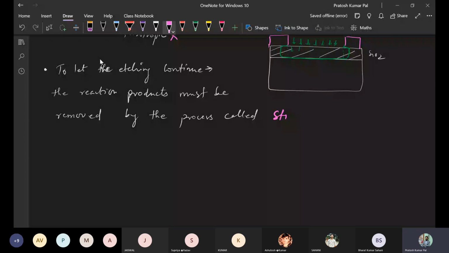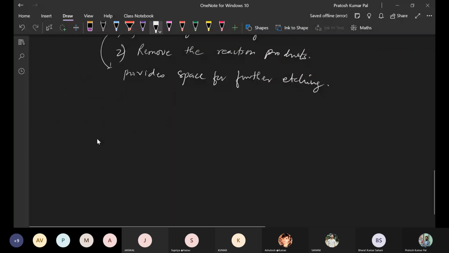So here, some more points that we need to see: we have seen the etching process in wet etching. Wet etching is considered isotropic, that means uniform in all directions.